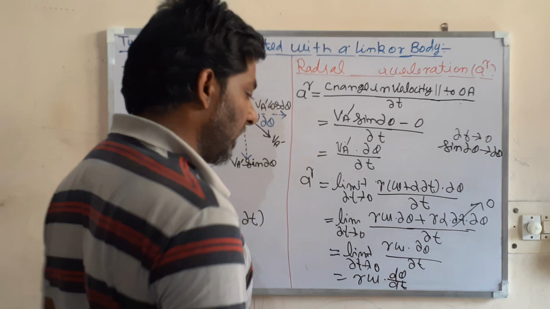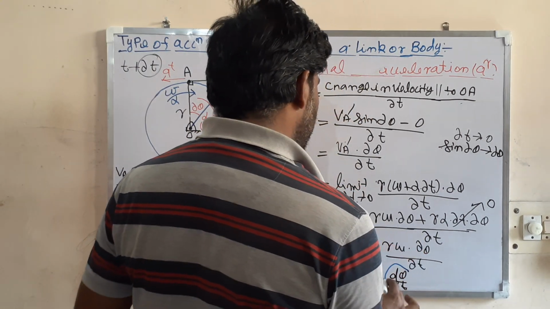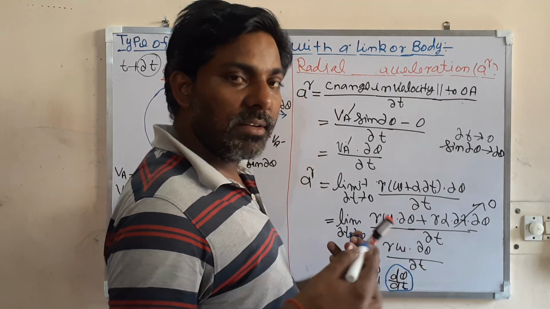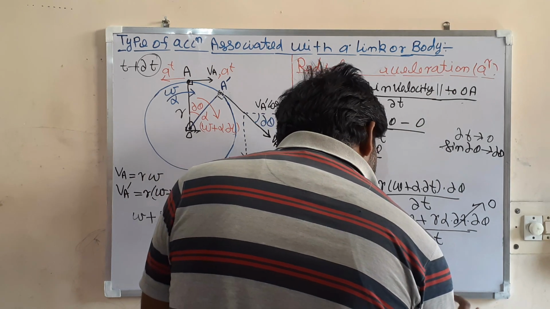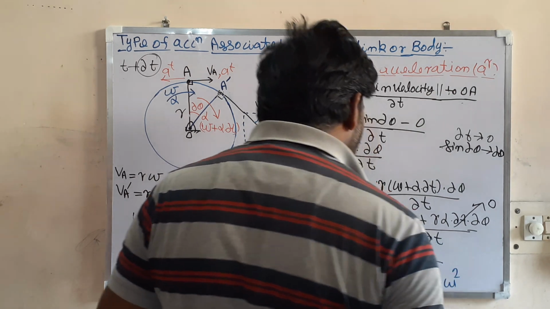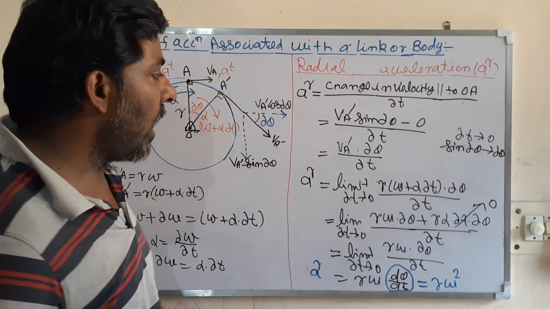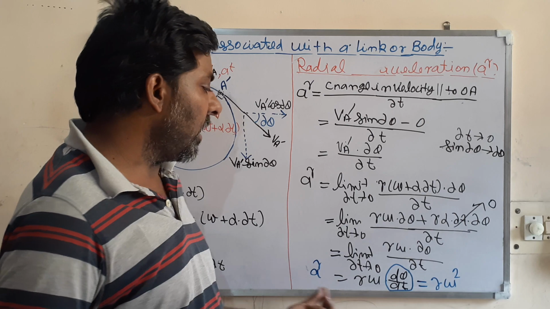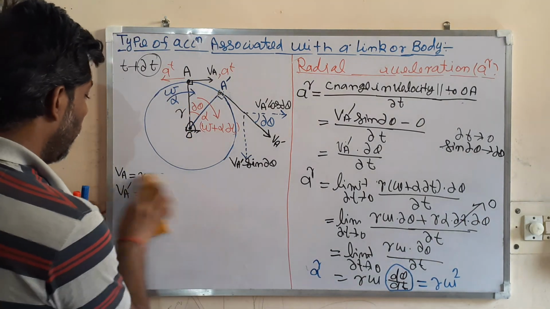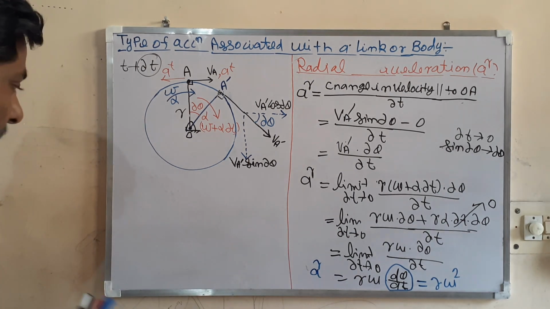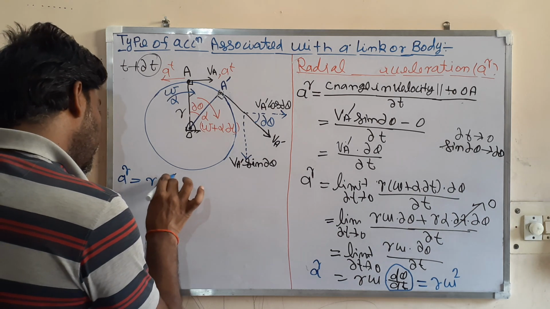This is from the first differentiation, and you know that d theta by dt is the angular velocity omega at any time. So omega times omega gives omega square, and I get R omega square. So the radial acceleration AR is equal to R omega square.